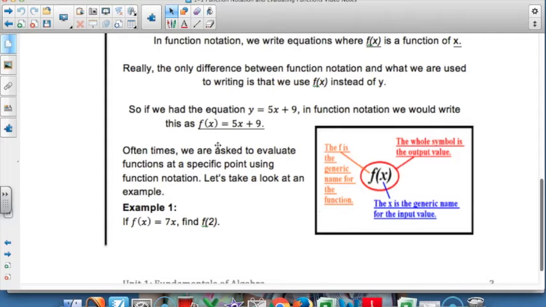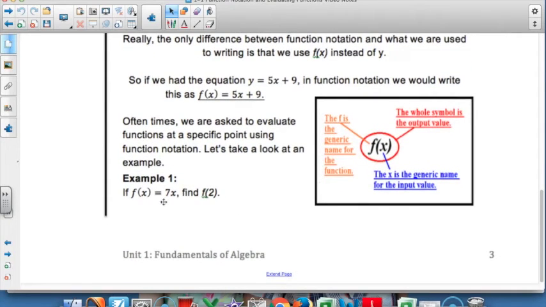Why we need another notation? I don't know, but it's just the way it is. So in this case, the f is your generic name for the function. Sometimes you'll see something other than f there, like a g of x or an h of x. It's just the name of the function, function f. And then this whole symbol is considered your y, or your output, and then this is your little x, or your input value. So you might be asked to evaluate a function using a specific input or a specific x. So it might look like this. Evaluate f of x equals 7x for f of 2.